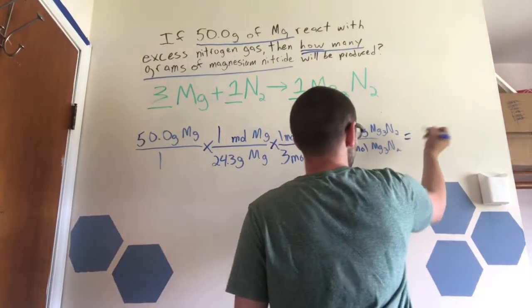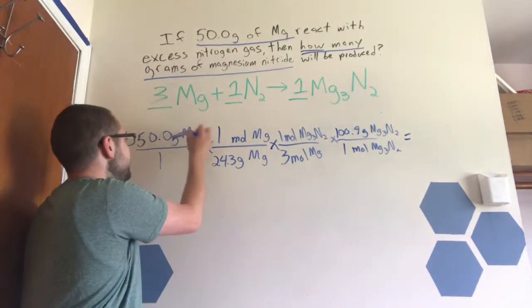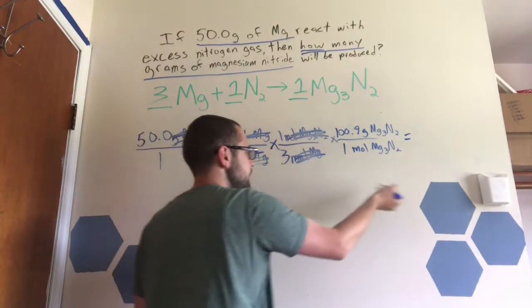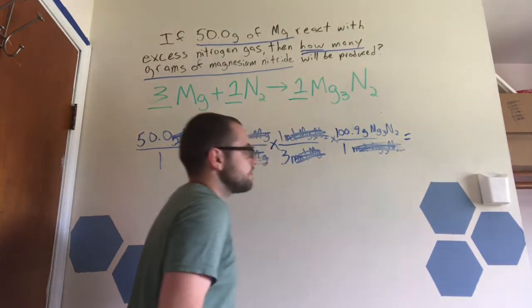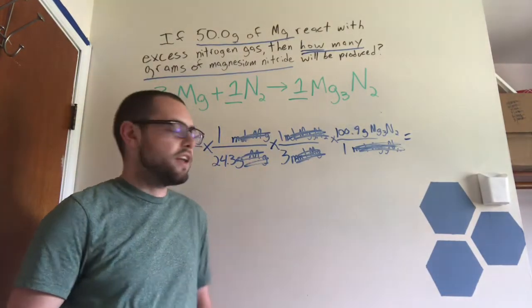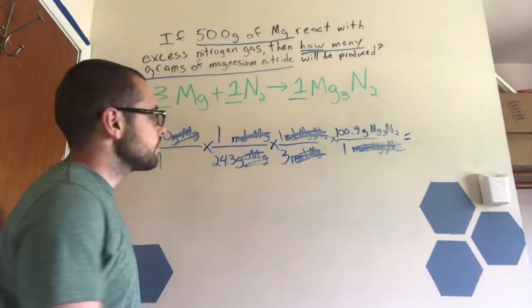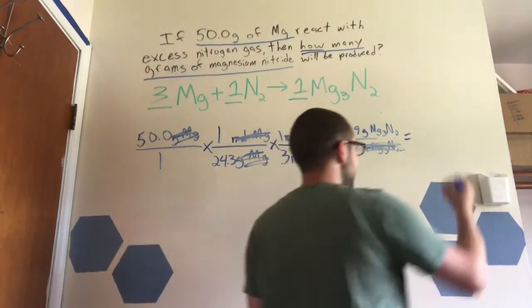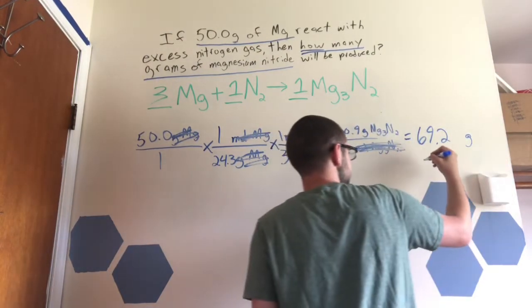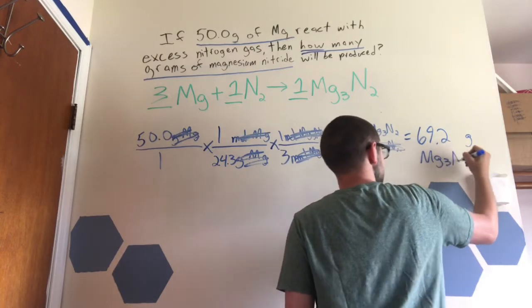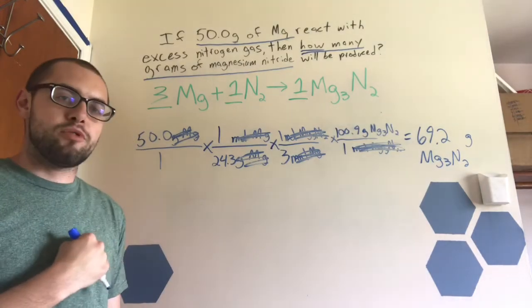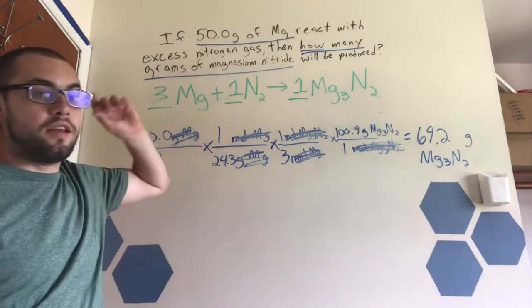At this point, I'm ready to solve. All my units cancel out. Moles of magnesium, moles of magnesium nitride. The only unit that I have left is grams of magnesium nitride. And that's what the problem is asking me for. So I could go ahead and put this into my calculator from here. It's about 69.2 grams of magnesium nitride. That's the way that I prefer working from what I'm given. But you can do this in reverse too.